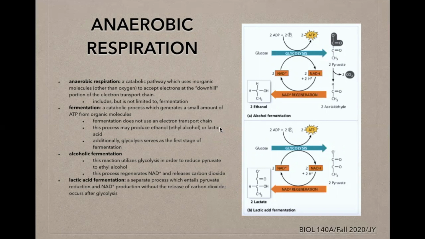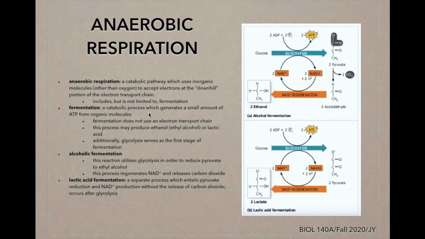So regarding the anaerobic conditions, either anaerobic respiration or fermentation can take place. In anaerobic respiration, an electron transport chain is present. However, the final electron acceptor is not oxygen in anaerobic cell respiration. And then fermentation, which is a type of anaerobic cell respiration, it's actually a catabolic process which generates a small amount of ATP from some organic molecules.